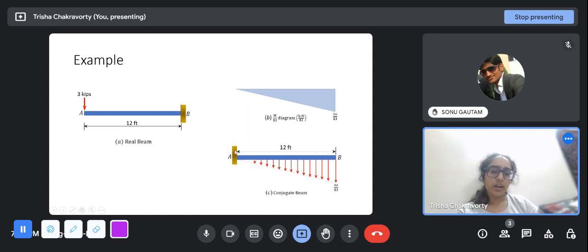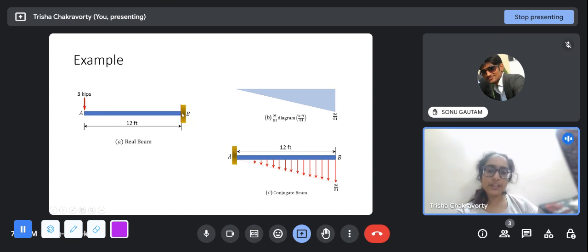And so, in this conjugate beam, the length will remain 12 feet. The loading will be in the form of a triangular load in the downward direction. It will be exactly like this shape. This shape is replicated here. The magnitude here will also be 36 by EI. And A was a free support in the real beam, so A has become a fixed support in the conjugate beam.